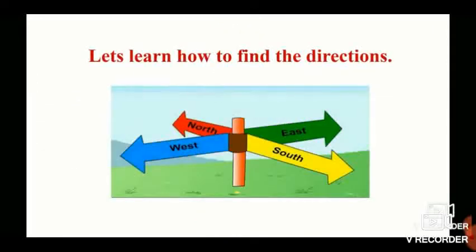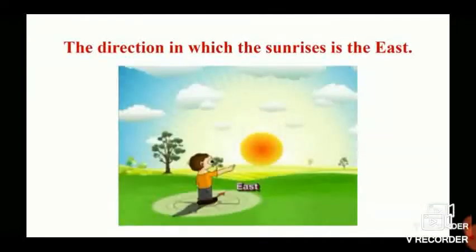So now from the fourth lesson of EVS, we will learn more about the major directions. These are the north, south, east and west. Now look at this picture. You have to answer me, what is that? What is the boy doing? Just observe the boy, what he is doing.